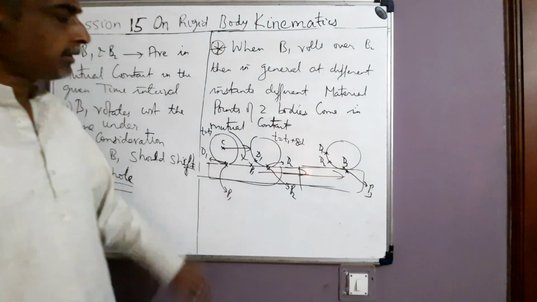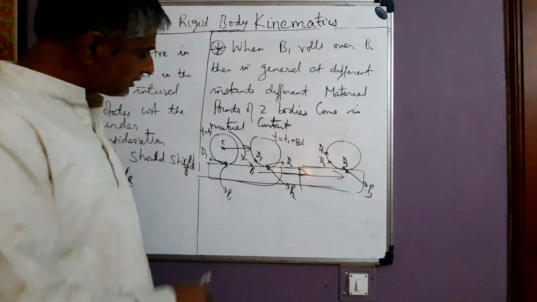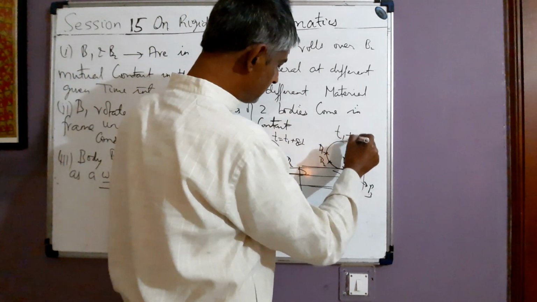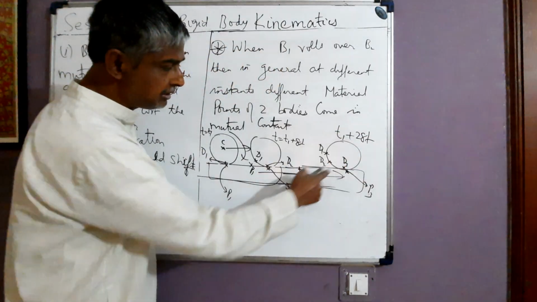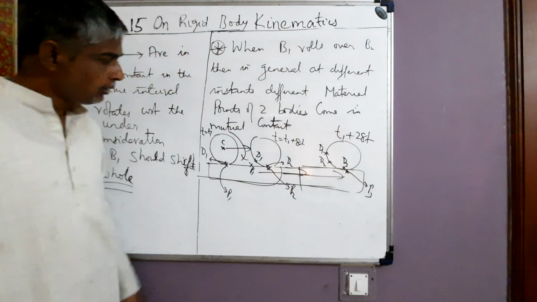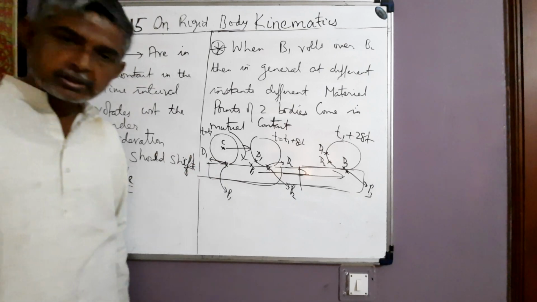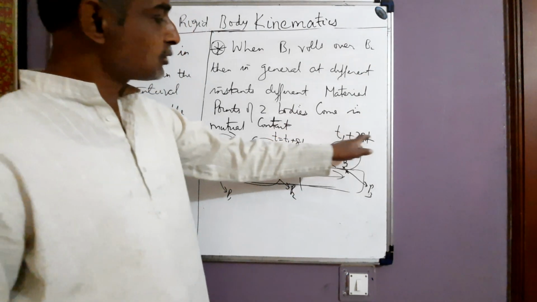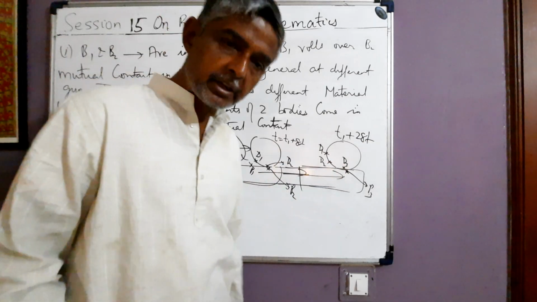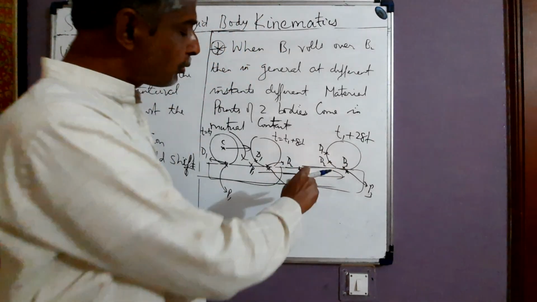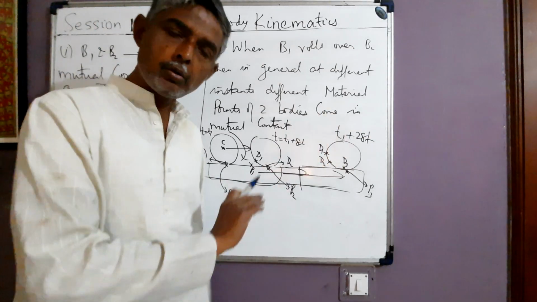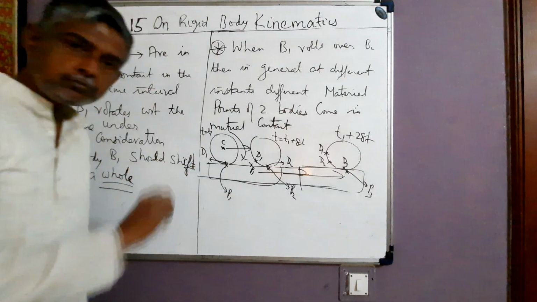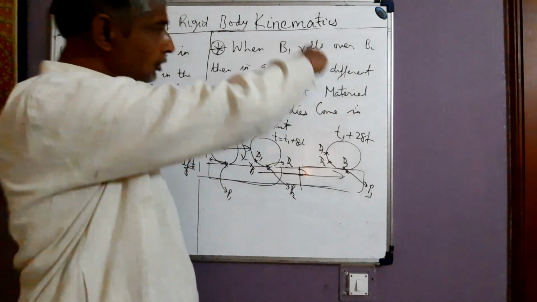So what do you observe? At different instants of time, different material points of the drum and the plank come in mutual contact. At T1, D1 and P1 are in mutual contact. At T1 plus delta T, D2 and P2. At T1 plus 2 delta T, D3 and P3. So in general the points of contact change for the two bodies. This is how I have defined rolling motion. One more observation regarding rolling motion I have given.